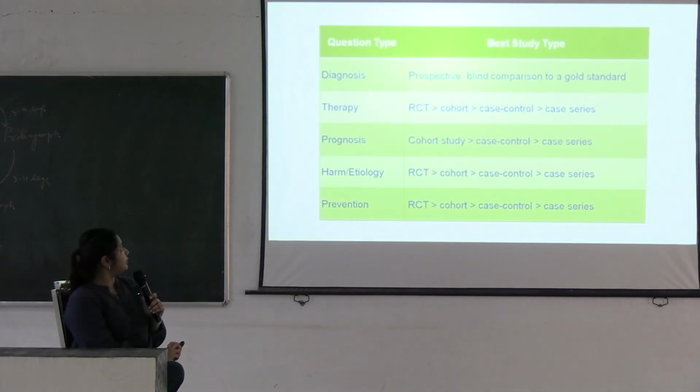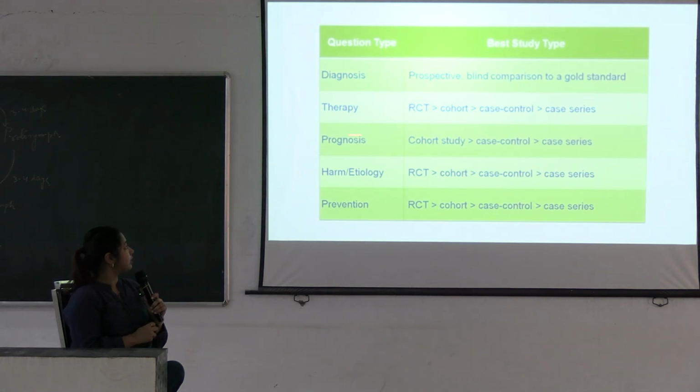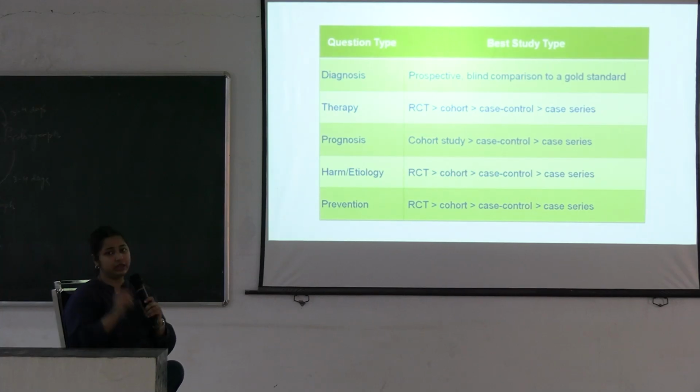So if you want to find out which diagnostic test is better, then you can do a prospective blind comparison against a gold standard test. You can do an RCT. If you want to compare therapy, treatment, then it is better to do an RCT rather than these. If you want to test prognosis, it is better to do a cohort study. If you want to study the etiology or the cause of a certain disease, it is better to do an RCT. If you want to study any prevention methods, it is again better to do an RCT rather than these studies. Okay. So it depends on the level of evidence.